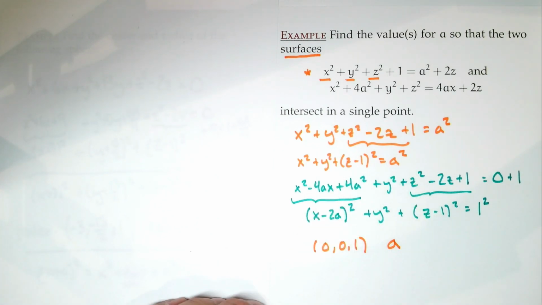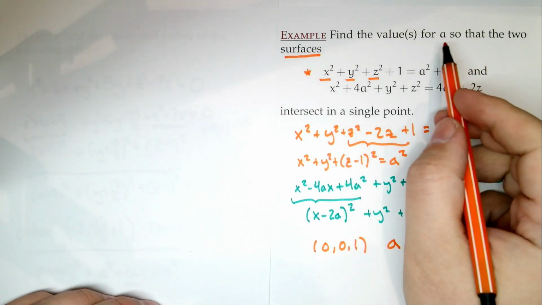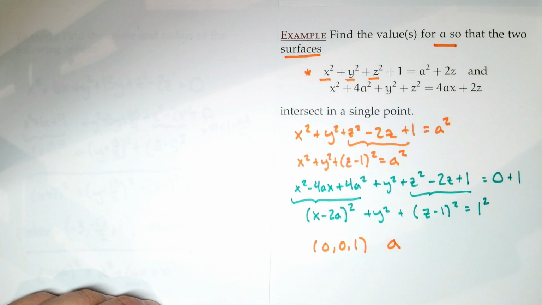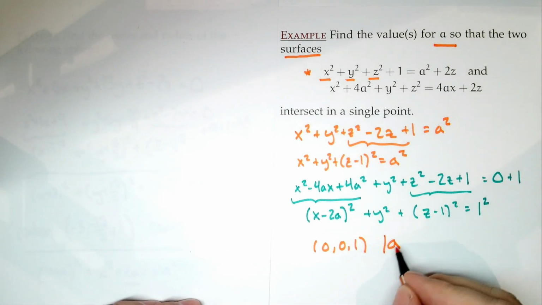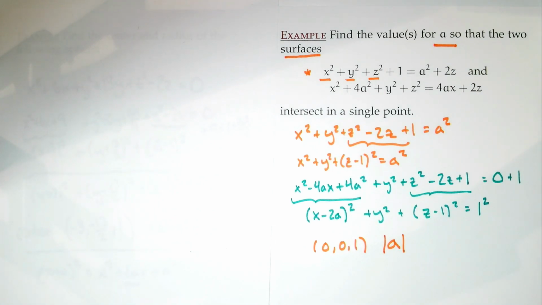That's the first equation. Wait a second. I just lied to you. Do we know it has radius a? Well, we have to be careful. What are we told about a? Nothing. We're told nothing about a. So a could be negative. Could I have a negative radius? No. So I'm going to be careful and hedge my bets and say my radius is the absolute value of a. All right. So that's the first.